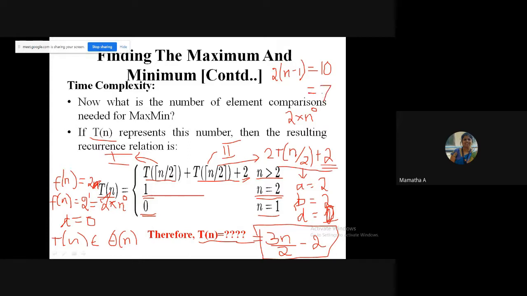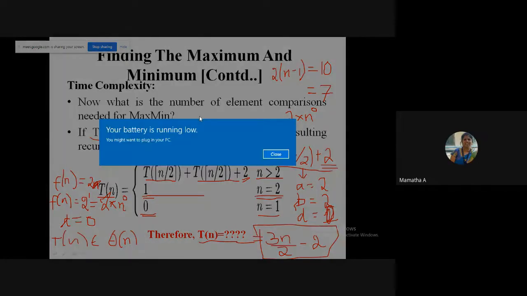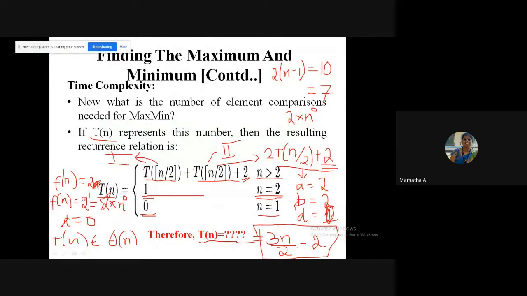7 comparisons. Which is better? Divide and conquer or the straight away approach of solving the problem? Divide and conquer. But I have given this answer, and you have to solve this and give me the answer. Okay, the next class, try to solve.